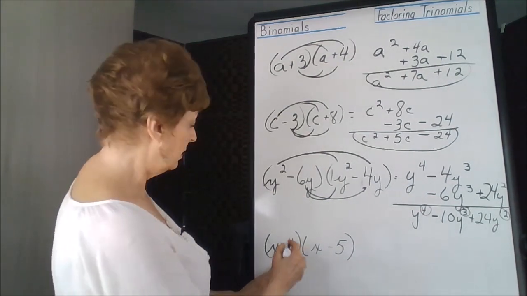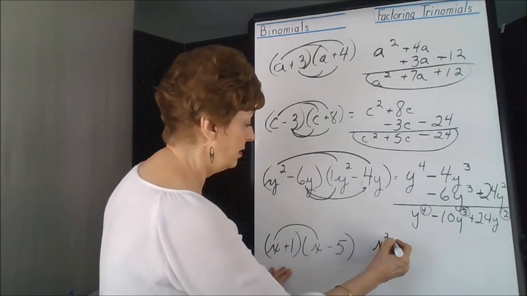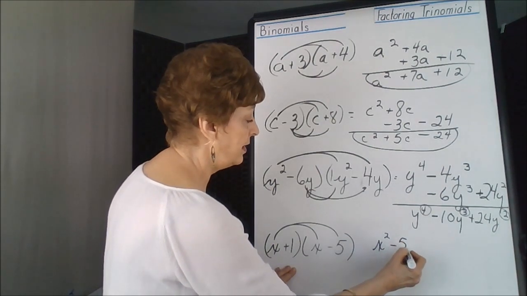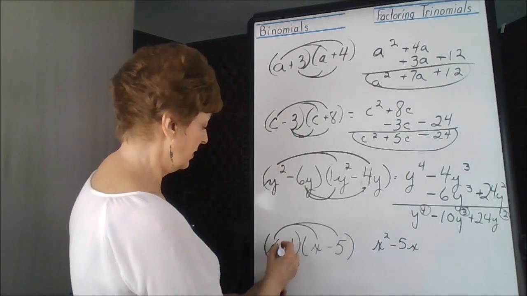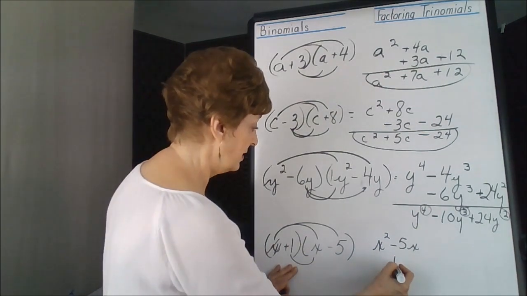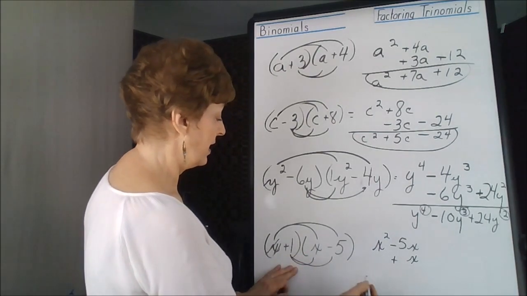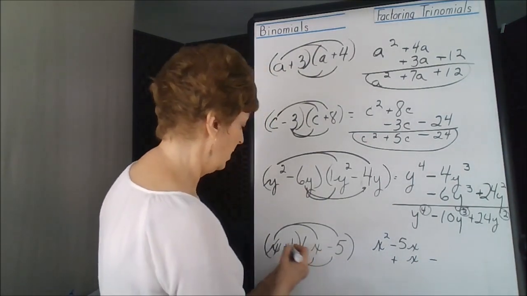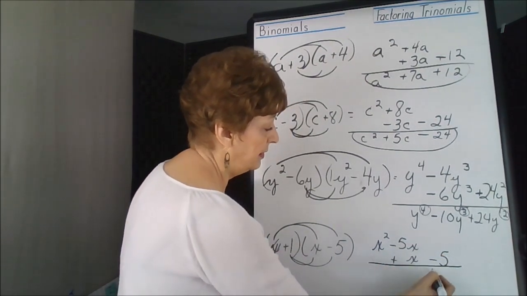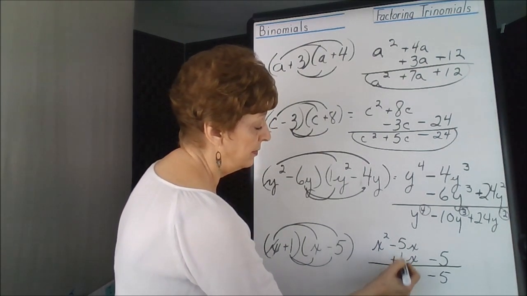And the last one, we have x times x is x squared. X times 5, negative 5 is a negative 5x. Done with this one. Under 1 times x is a positive x. And a positive and a negative is negative. 1 times 5 is negative 5. Negative 5. This is a 1, remember.